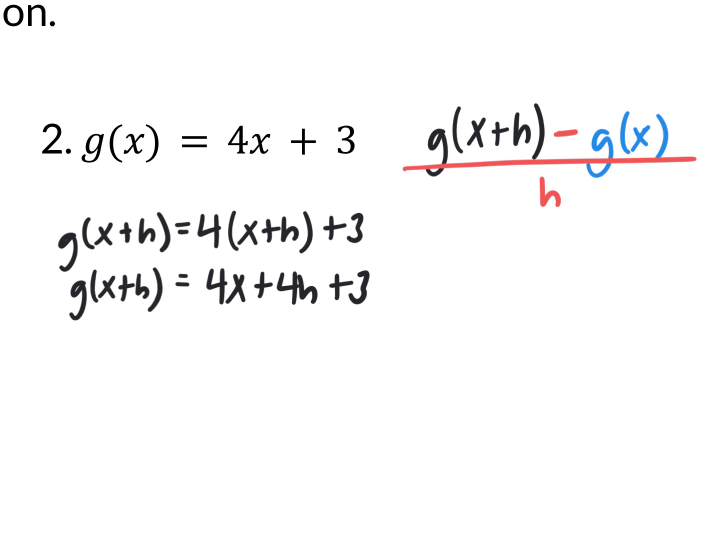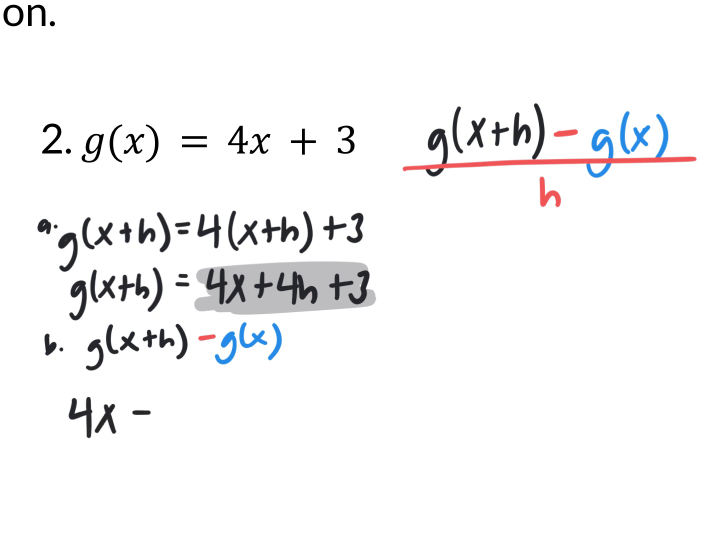Okay? Now that would be like part A on your first 2 questions on your homework. Part B is going to ask you, okay, well, what is g of x plus h minus g of x? Okay, so we can evaluate that by plugging this stuff in. So I know that g of x plus h is this here in black highlighted. Okay, so I've got 4x plus 4h plus 3, and I am subtracting g of x.